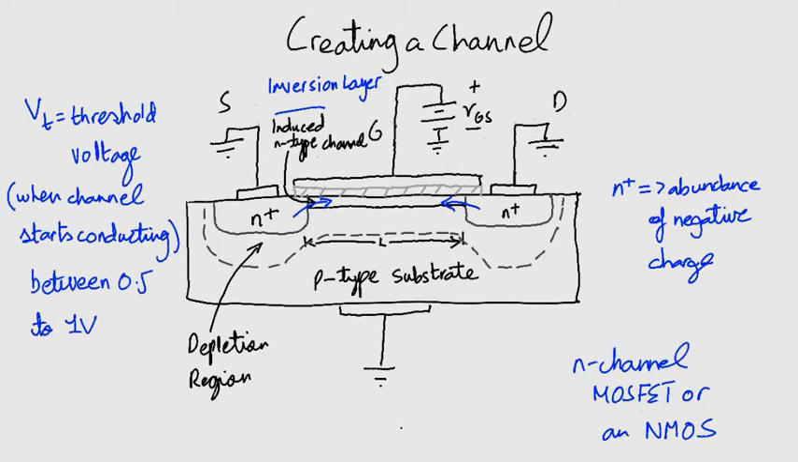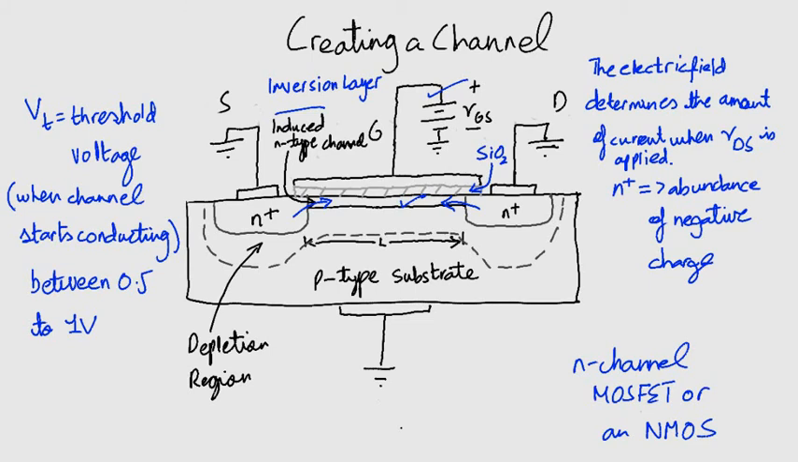Take a look at this region here near the channel. The gate and the channel form a parallel plate capacitor with the dielectric being this oxide layer. The positive charge at the top and the negative at bottom creates an electric field that determines the amount of current in the channel when a voltage VDS is applied. Remember, VDS is applied between drain and source.